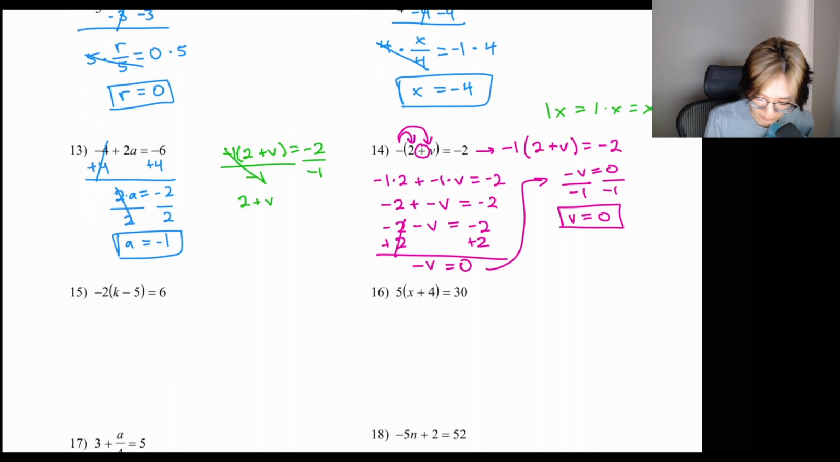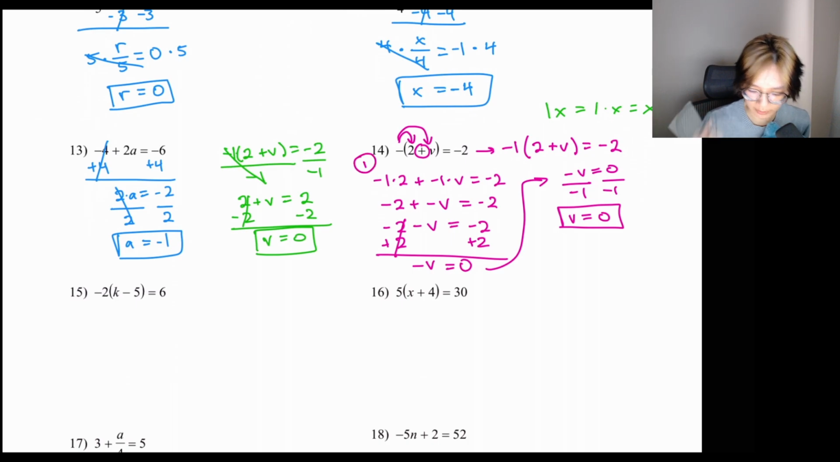So we have 2 plus v, that drops down. Negative 2 divided by negative 1 is just 2. Subtract 2 both sides. V equals 0. So that's just one way to do it.